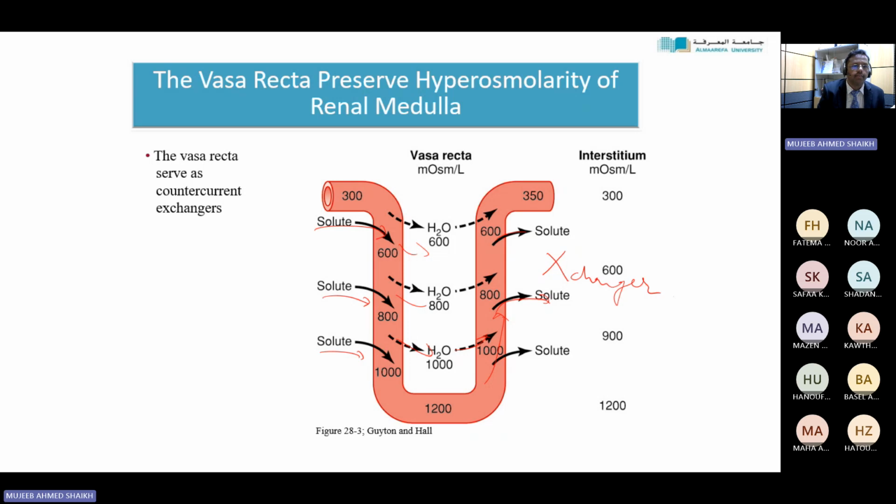Vasa recti serve as a countercurrent exchanger. Vasa recti blood flow is very slow, and it is only 1 to 2% of the renal blood flow. That's why osmoles will not be lost, because the flow is very slow.